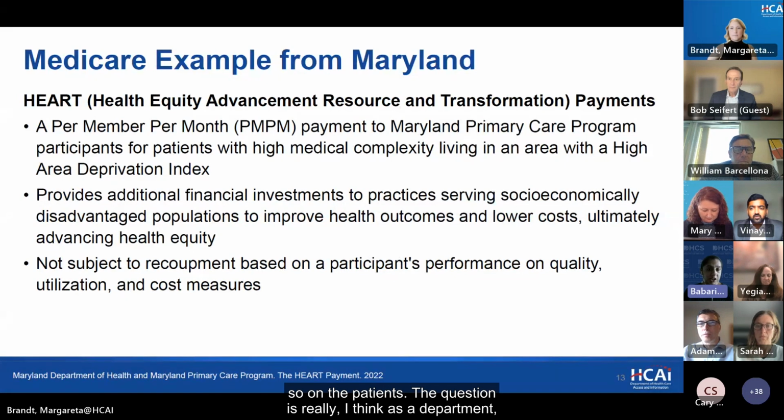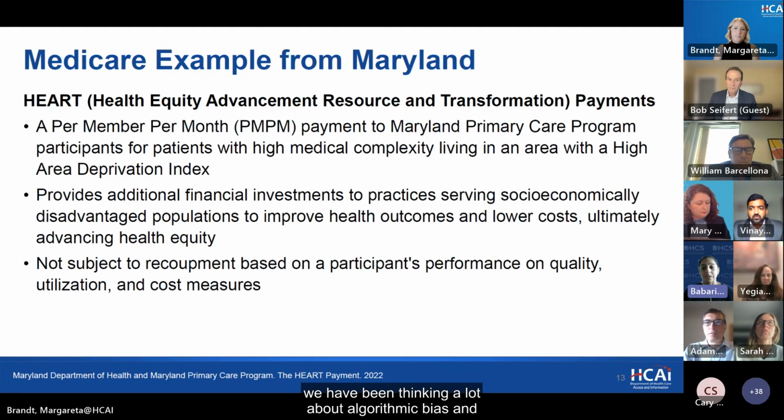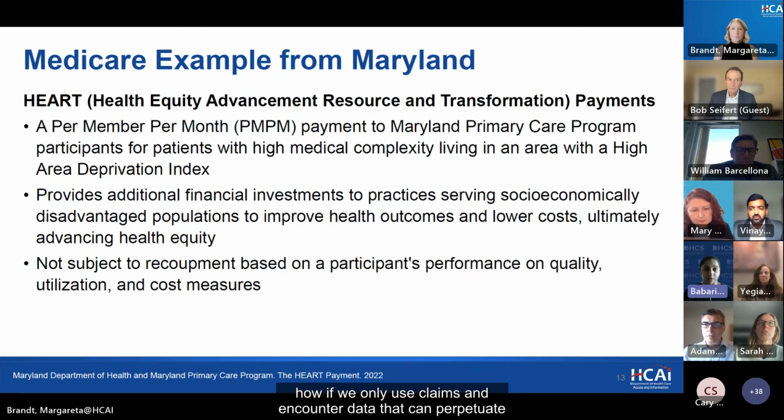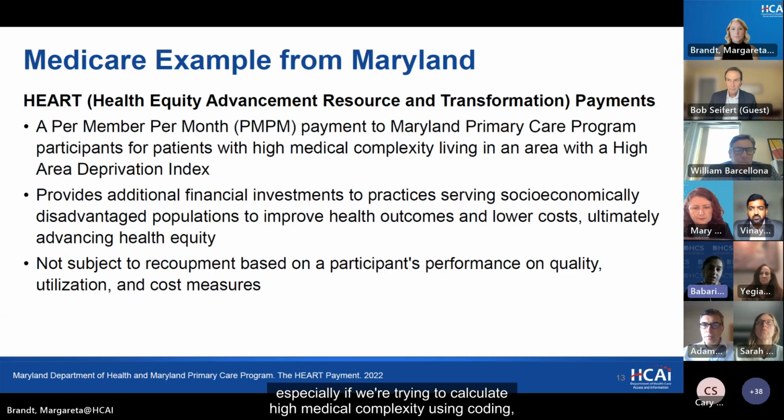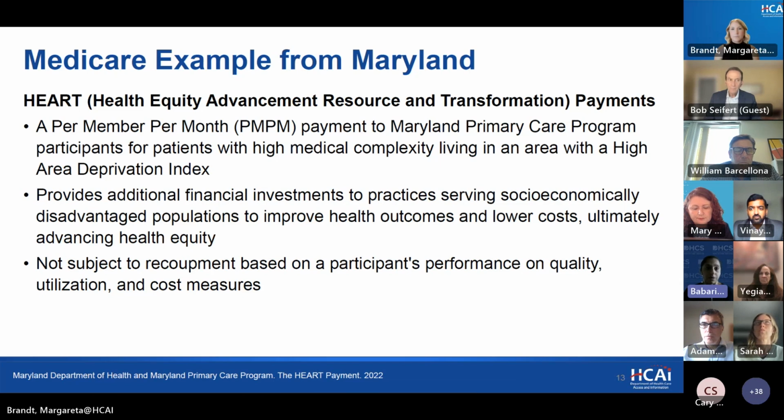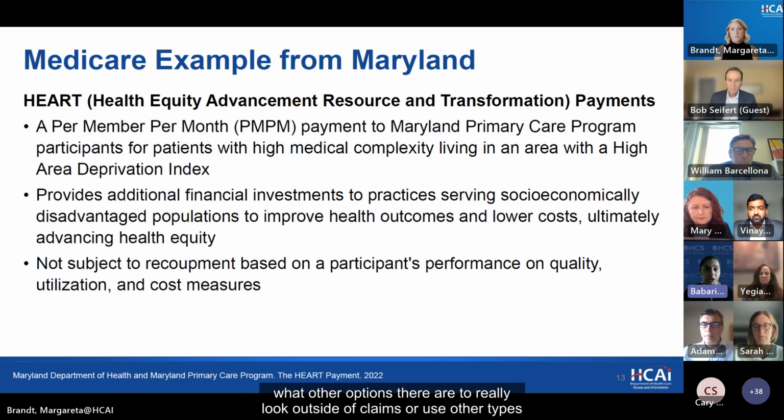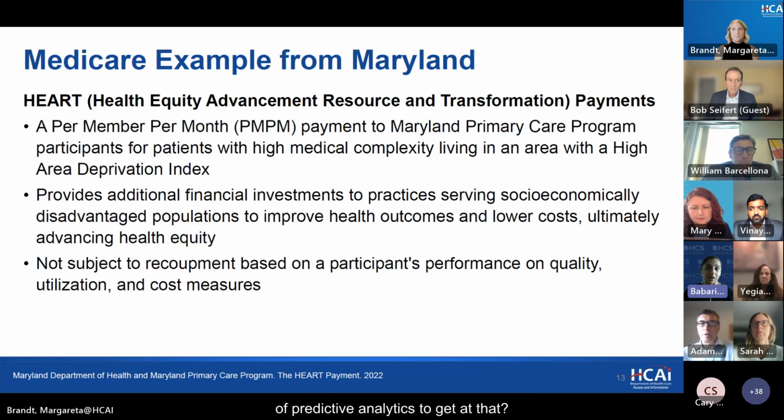The question is really, I think, as a department, we have been thinking a lot about algorithmic bias and how, if we only use claims and encounter data, that can actually perpetuate some of the equity goals that we are trying to achieve. So I would be curious how you are thinking about, especially if we're trying to calculate high medical complexity using coding, et cetera, what other options there are to really look outside of claims or use other types of predictive analytics to get at that.